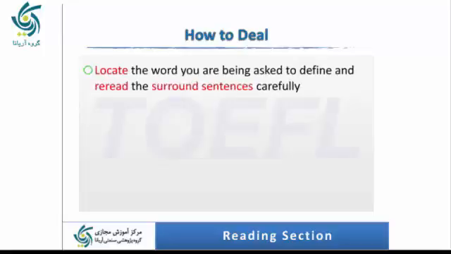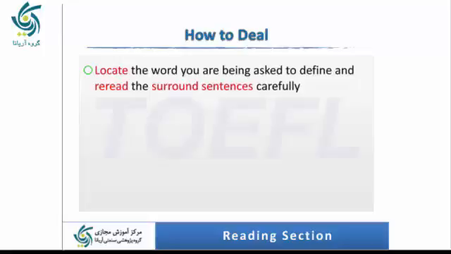Alright, dealing with these kinds of questions is basically easier than the other types, since in this type you don't need to analyze anything or infer meaning. You just need to read the text and find the meaning of a word. The very first thing to do is to locate the word you're being asked to define and reread the surrounding sentences carefully. In some cases, you might not know the meaning of a word. Just by reading the context, you might be able to guess the meaning and find the correct answer.